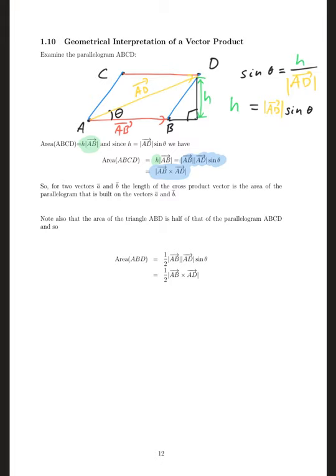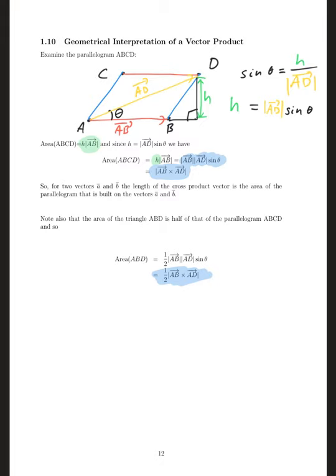Or you could think of it as the area of the triangle. So if you look at that triangle made by AB, AD and the line from B to D, you can see that the area of that triangle is just half that. So that's another way of thinking about it geometrically. It's the area of the parallelogram, or it's half the area of the triangle.